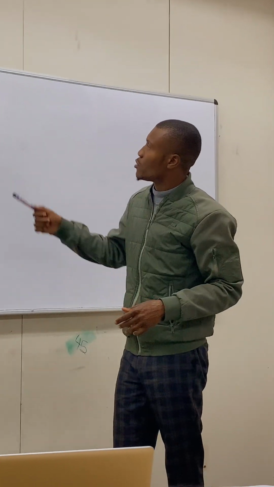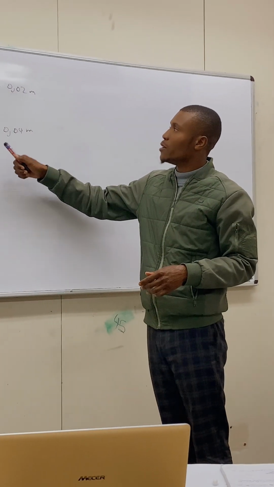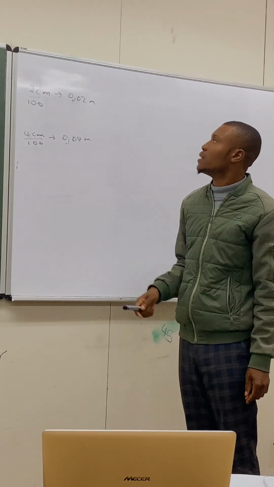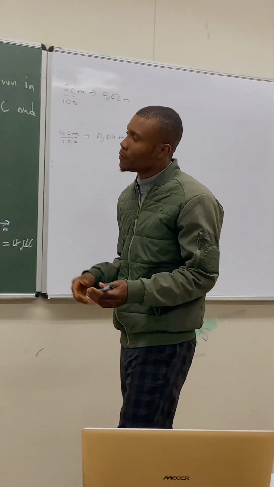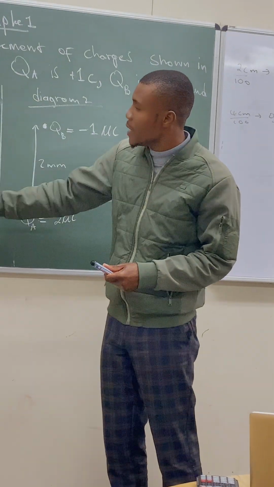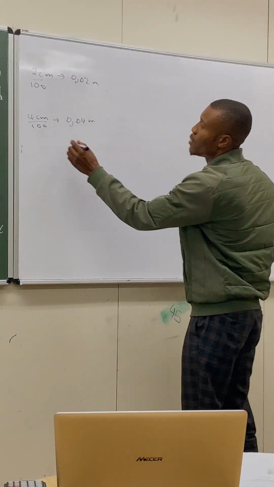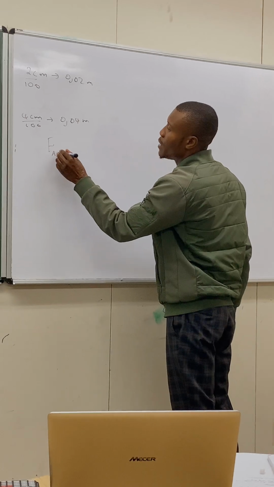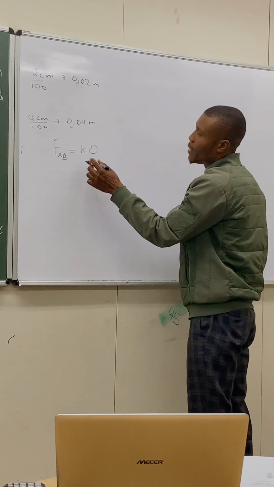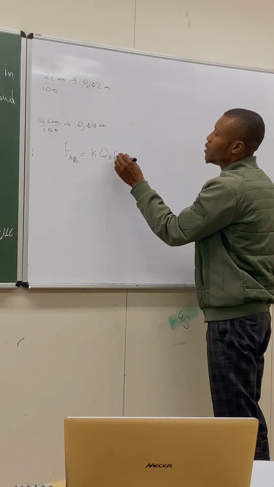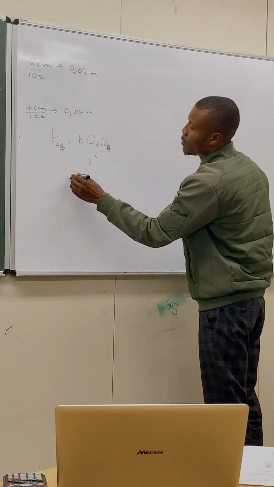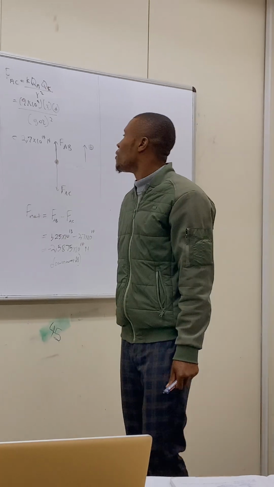Okay, so now as you can see here, I've converted my units from centimeters to meters. You divide by 100. So I want us to calculate the electrostatic force between A and B. My formula says F_AB equals k Q_A Q_B over r squared.